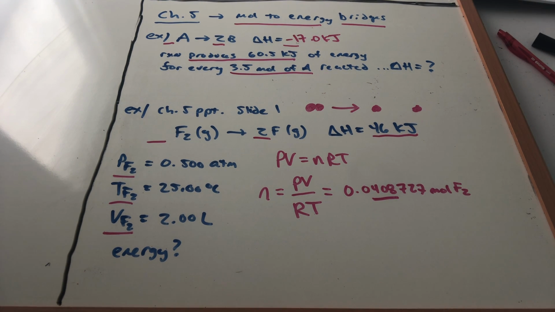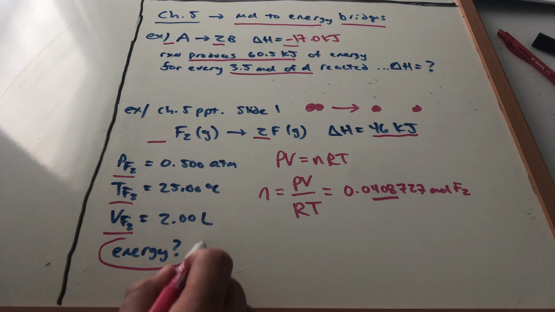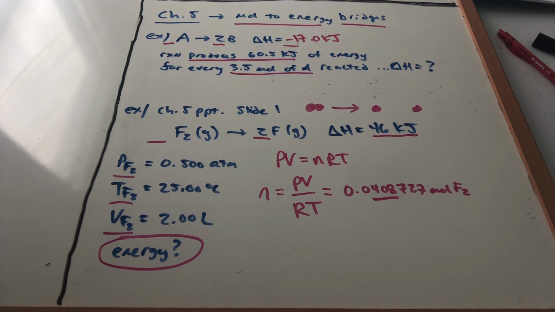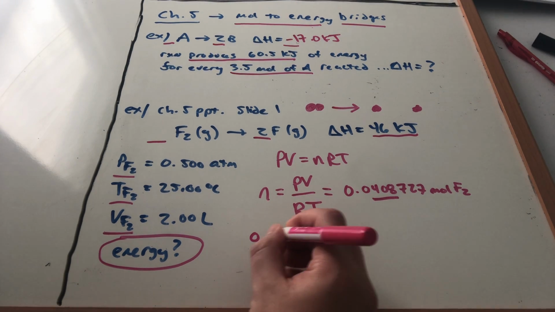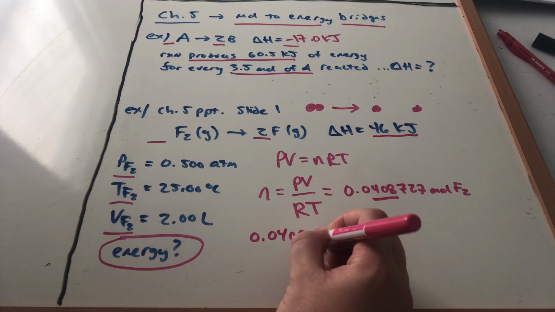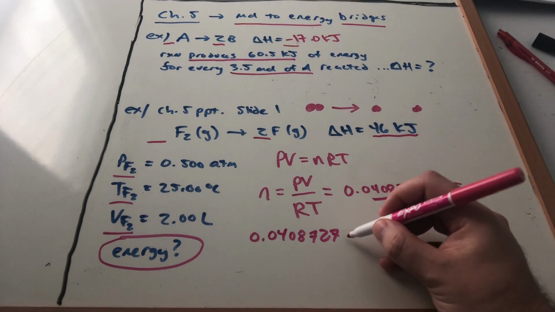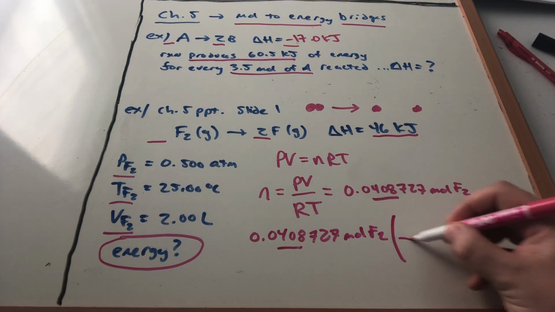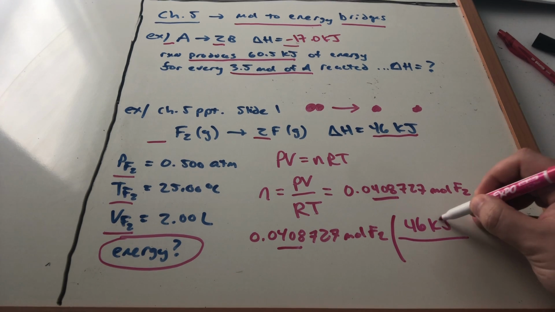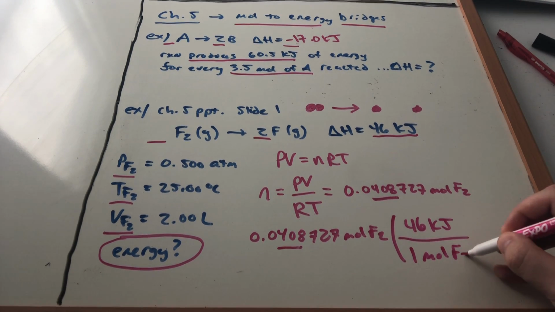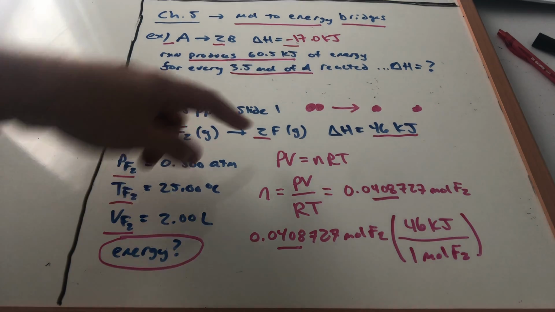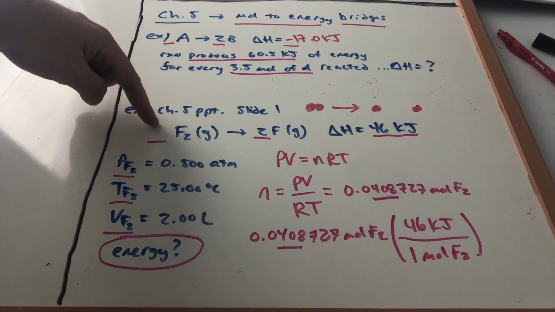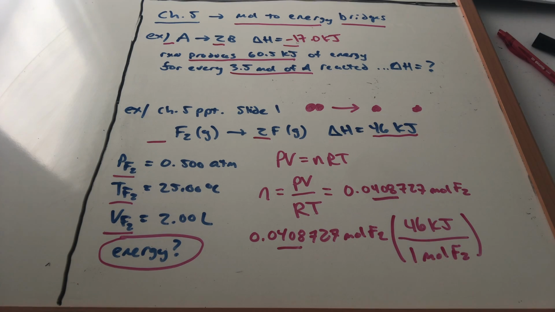Okay. Now, how does that help us? Well, now that we have moles, our final goal is energy. And mole to energy relationships are known in these thermochemical reactions. So what I can do is I can take my 0.0408727 moles of F2. And what I see from this reaction is we need 46 kilojoules for every 1 mole of F2. My mole to energy bridge can be found by taking the delta H information and using this stoichiometric coefficient there.